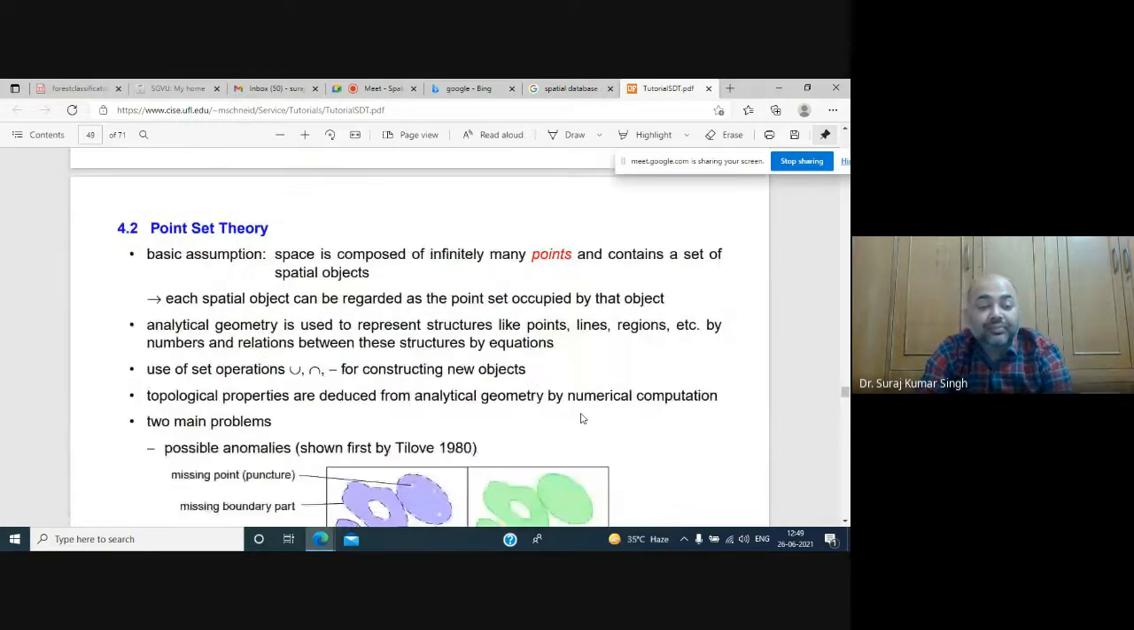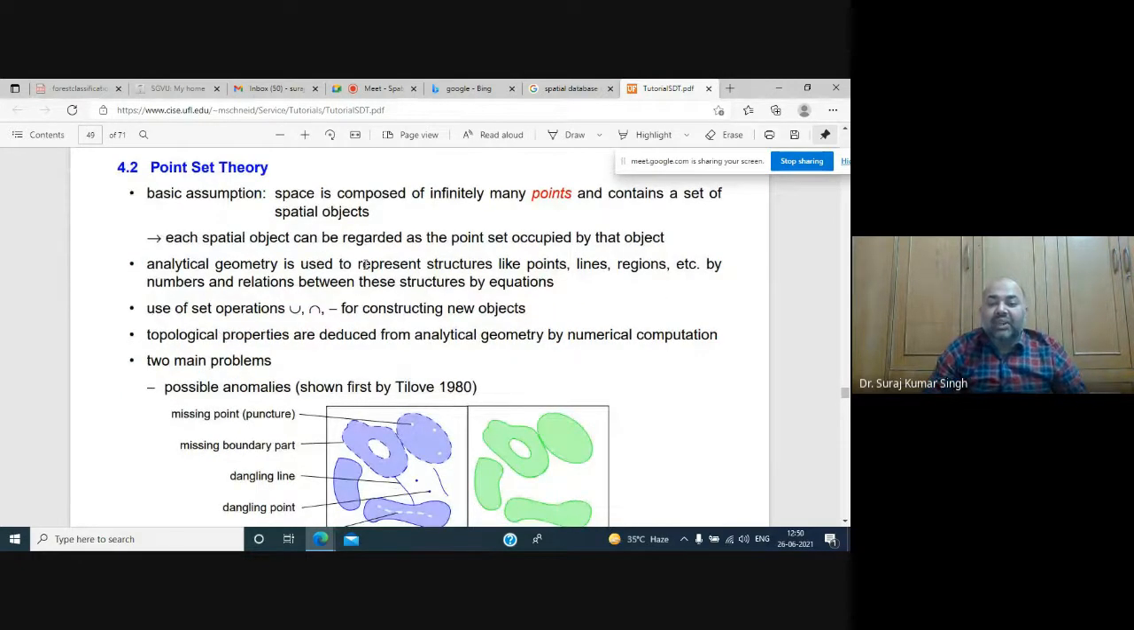So what are the different kinds of theory? One is point set theory, whose basic assumption is that space is composed of infinitely many points and contains a set of spatial objects. Each spatial object can be regarded as the point set occupied by that object. Analytically, geometry is used to represent structures like point, line, polygon by numbers, and relations between these structures by equations. Use of set operations for constructing new objects. Topological properties are deduced from analytical geometry by numerical computation.